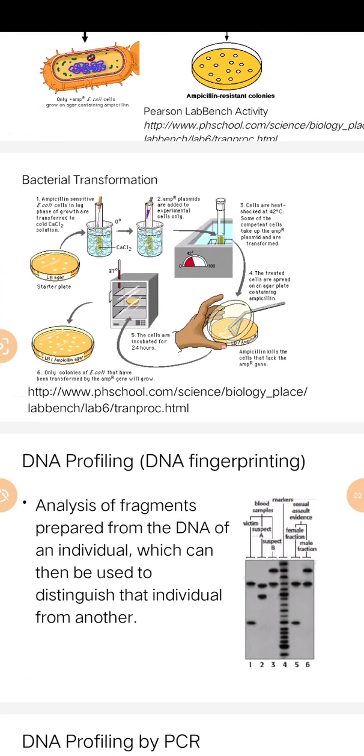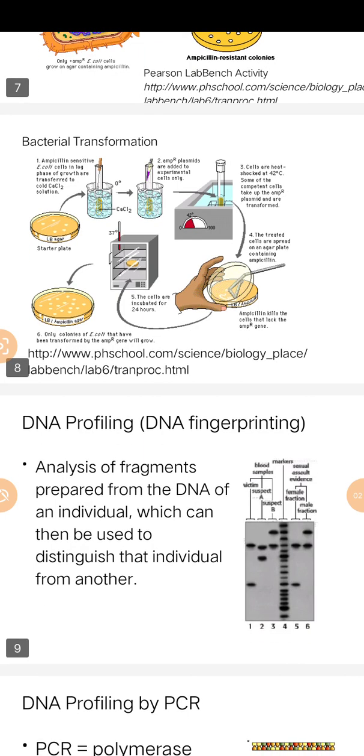The first step of bacterial transformation is that ampicillin sensitive E. coli cells in lag phase of growth are transferred to cold calcium chloride solution. The second step is ampicillin resistant plasmids are added to experimental cells only. The third step is cells are heat shocked at 42 degrees Celsius. Some of the competent cells take up the ampicillin resistant plasmid and are transformed.